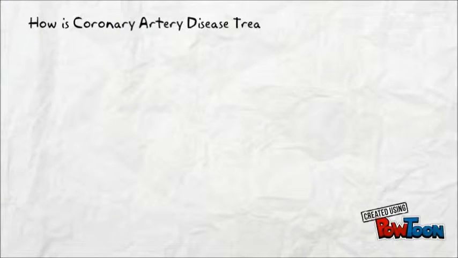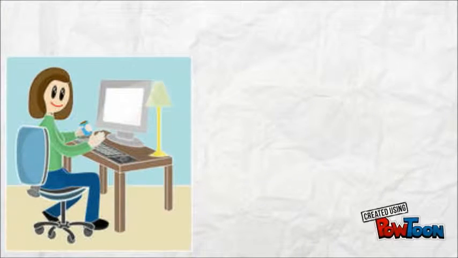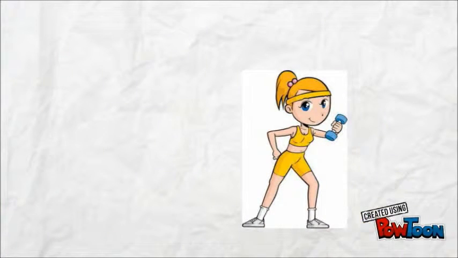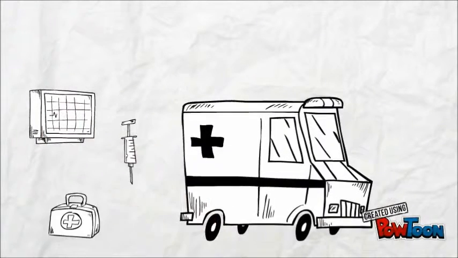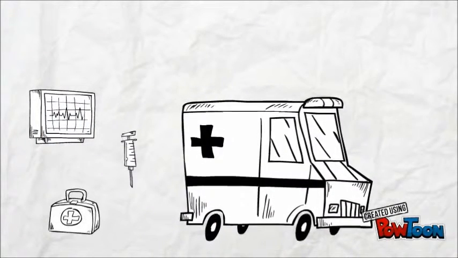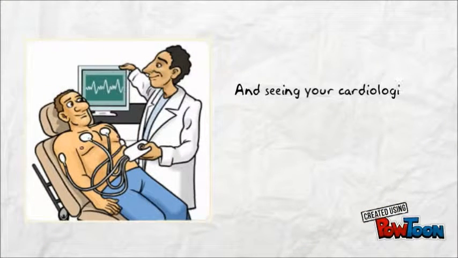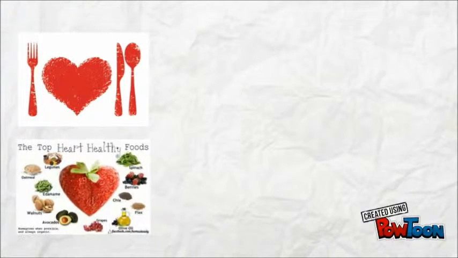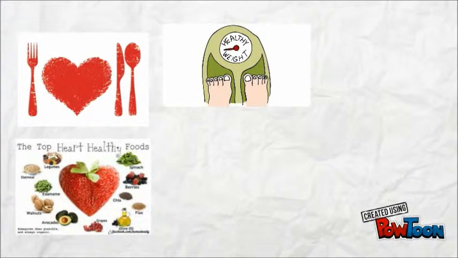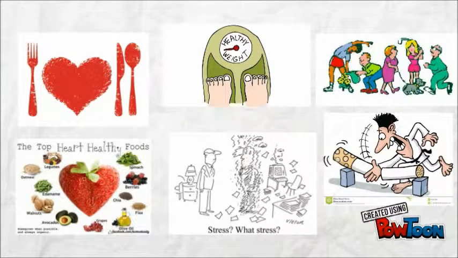How is coronary artery disease treated? Treatment for coronary artery disease involves making lifestyle changes, taking medications, possibly undergoing invasive or surgical procedures, and seeing your cardiologist for regular checkups. Heart-healthy lifestyle changes include heart-healthy eating, maintaining a healthy weight, managing stress, physical activity, and quitting smoking.